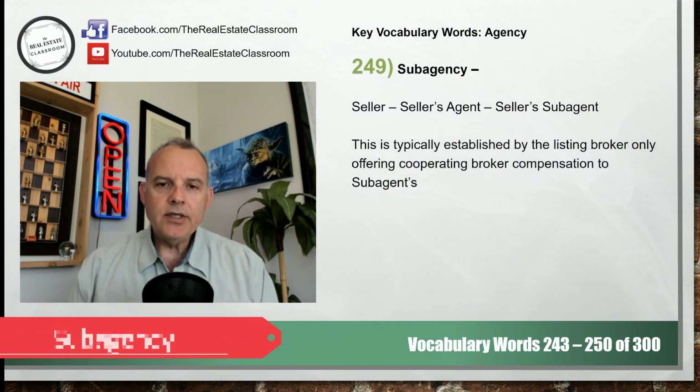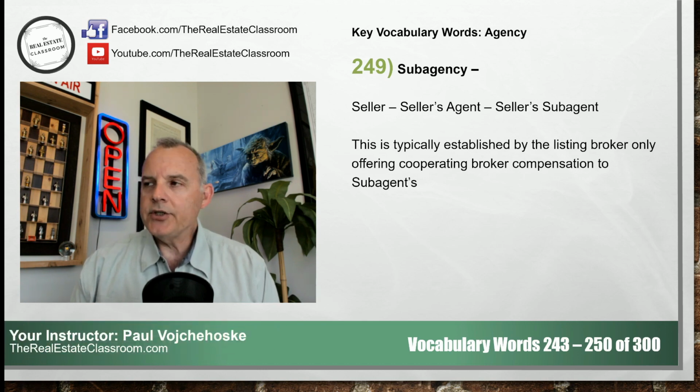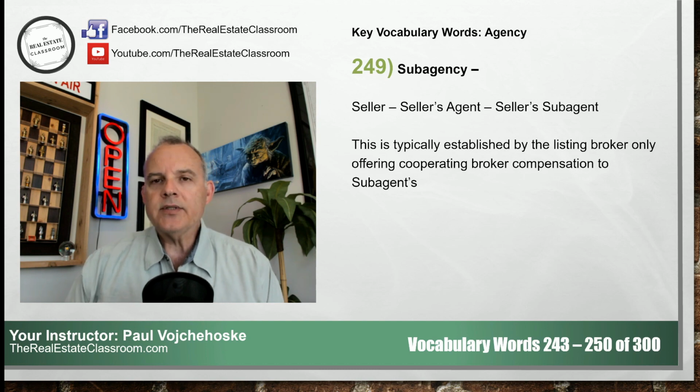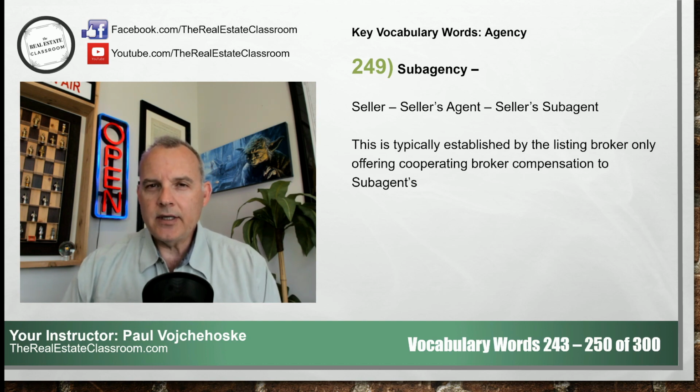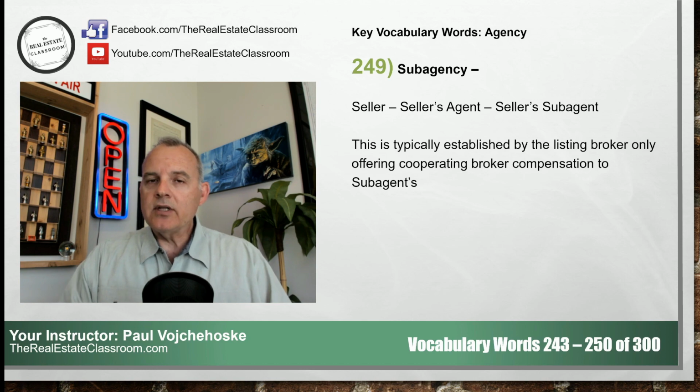249 is sub-agency. Sub-agency is actually pretty simple. That means that a seller has made a decision that anyone who's going to involve themselves in the transaction is going to have to be a sub-agent. So a seller hires a listing agent to list the property. All right, so Agent Tim represents the seller. Every other agent that's not Tim is what's considered a sub-agent to the seller.